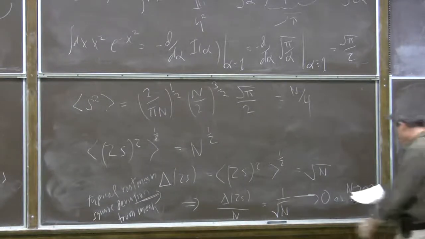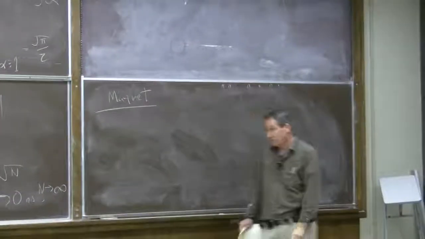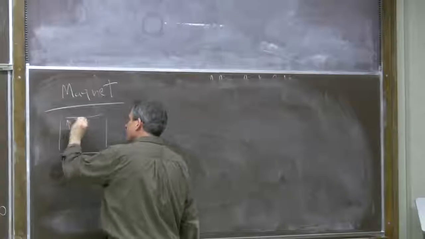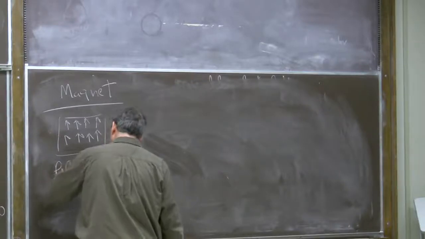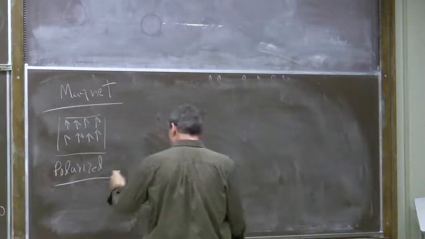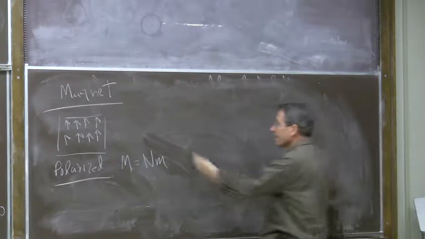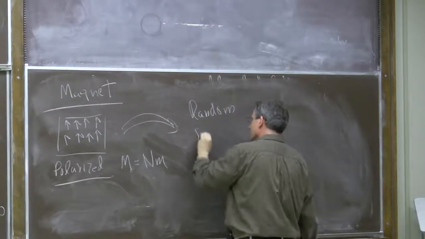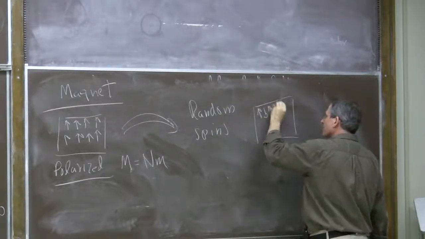And so, in our model of a magnet, really what we should do to help out our experimentalist friend is we should compare the case of the fully polarized magnet, for which the magnetization is essentially n times the magnetic moment of a single spin, with the case of random spins, where each spin independently decides whether to be up or down.